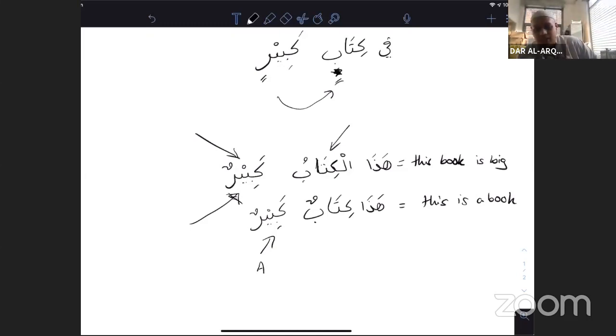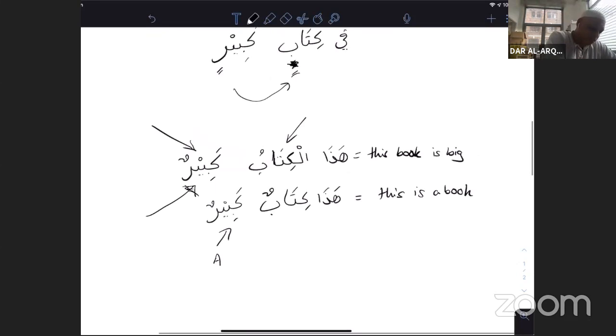If it's not an adjective in that sentence, what is it? It's called a khabar, but I've left that out on purpose because I feel like that's something a bit more difficult to explain in a class like this. But my point is it's no longer an adjective. So the second sentence, translating again, rather than saying this is a book, this is a big book. Whereas the first sentence now, this book is big.